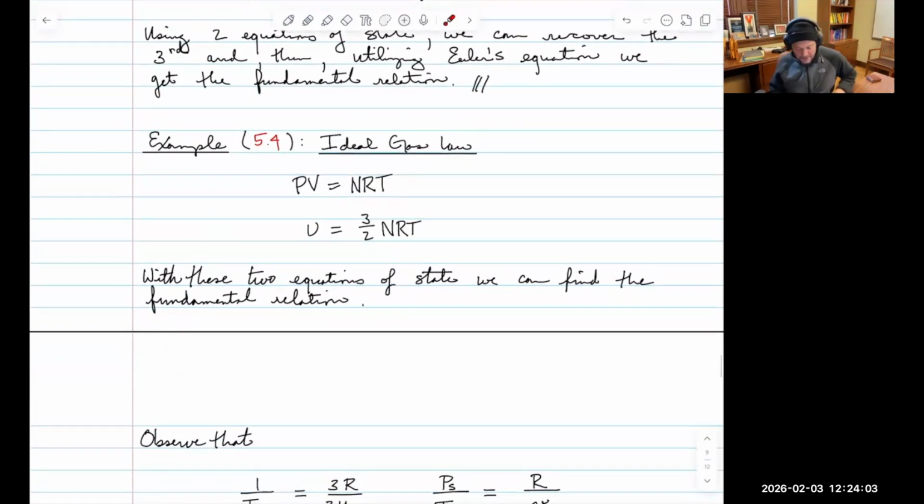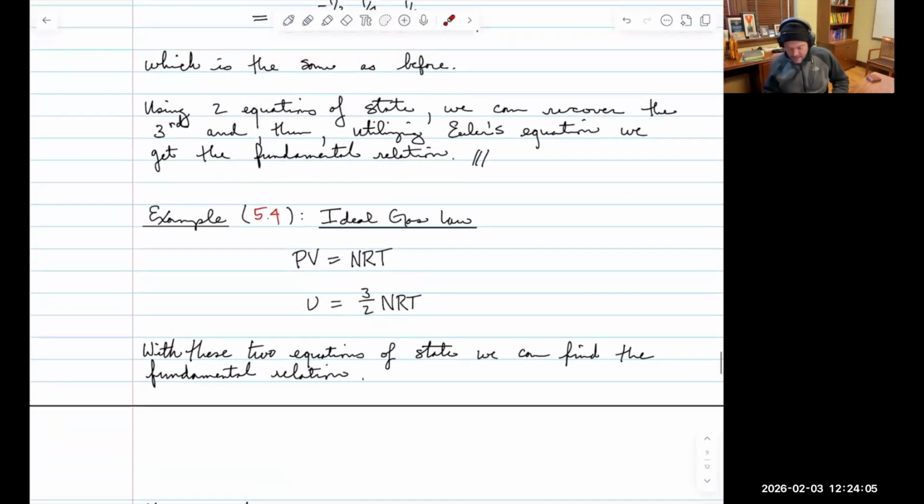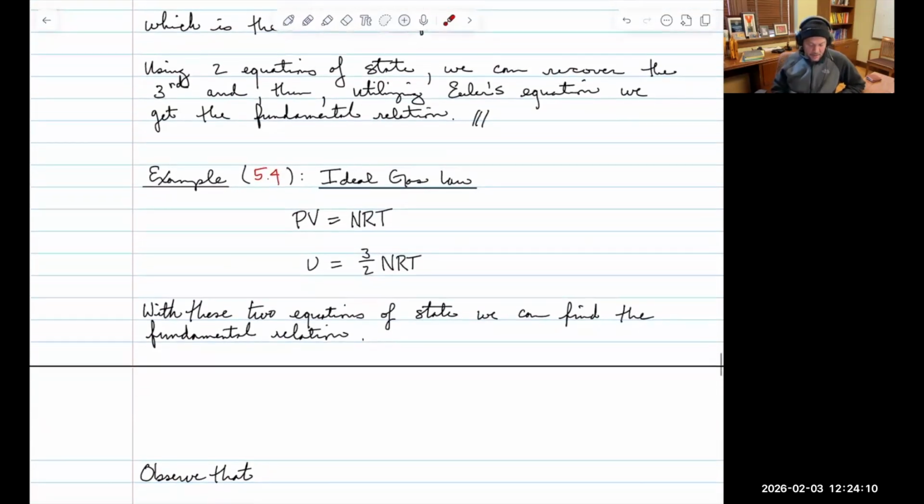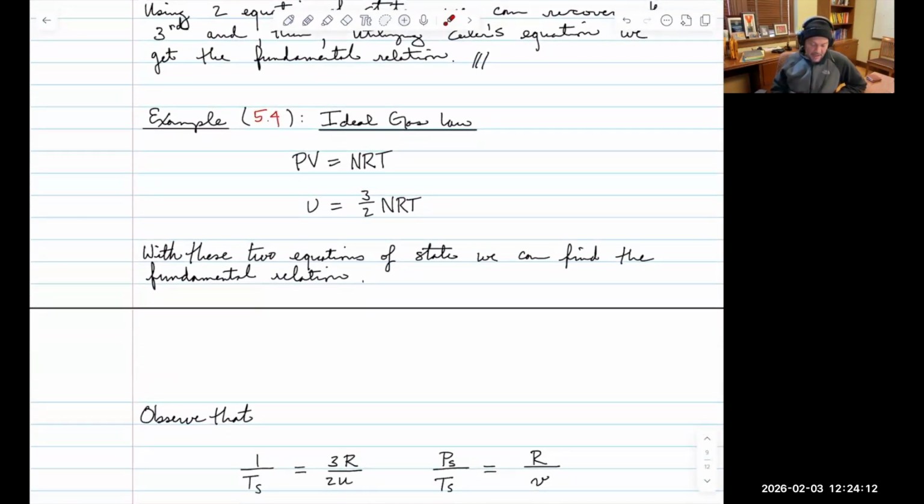Let's do another example, and a famous one at that, called the ideal gas law. So for the ideal gas law, we might have two equations of state. In this case, suppose that we have this equation. This is the standard version of the ideal gas law that you learned from high school chemistry, PV equals nRT. So here you recognize R is the gas constant.